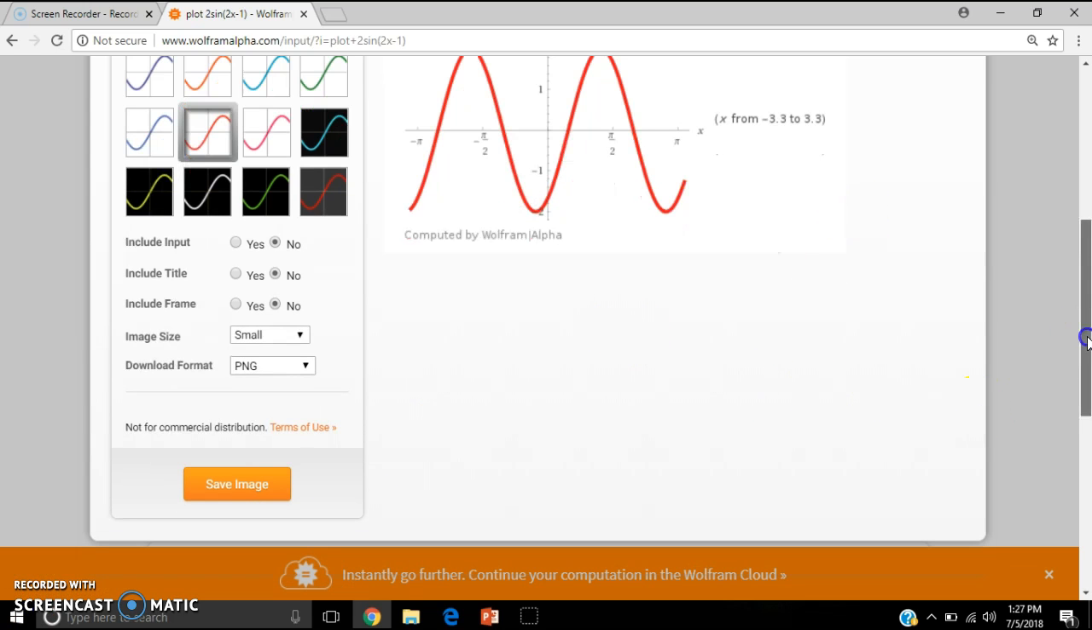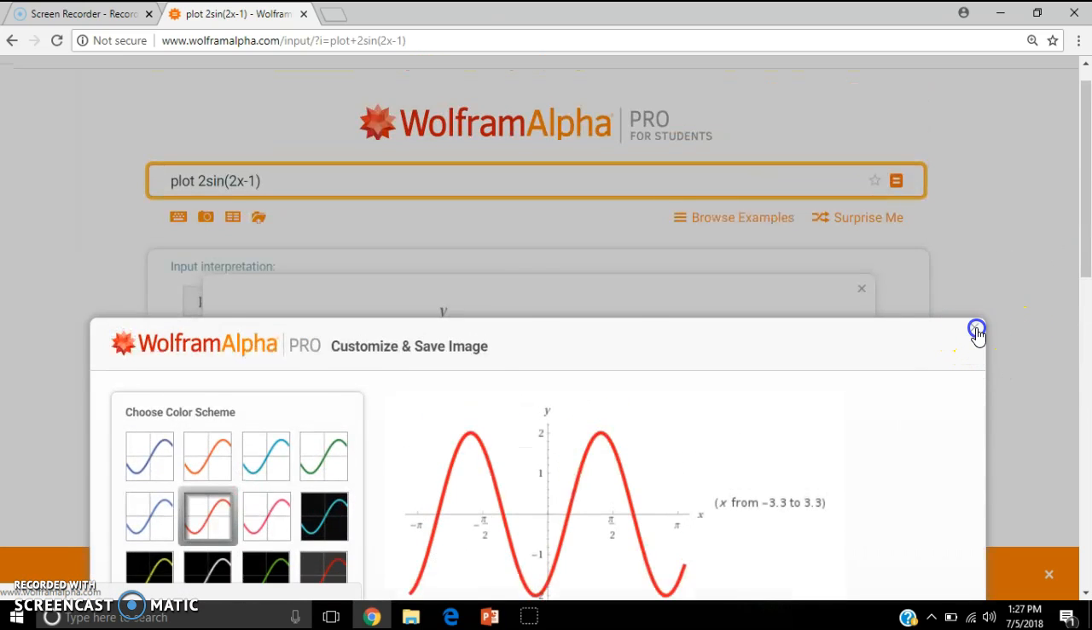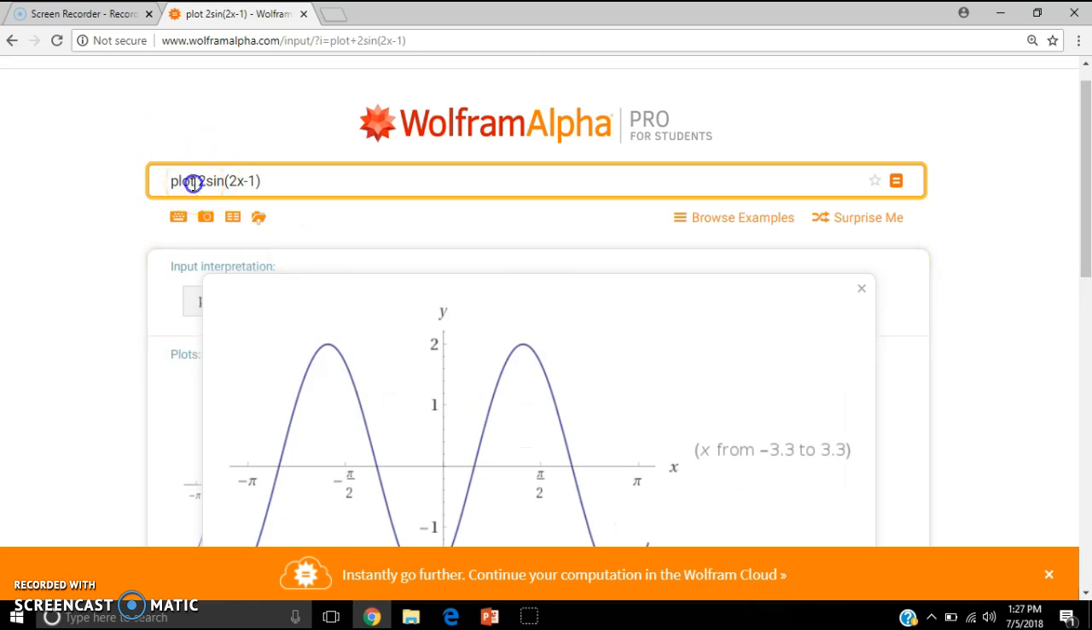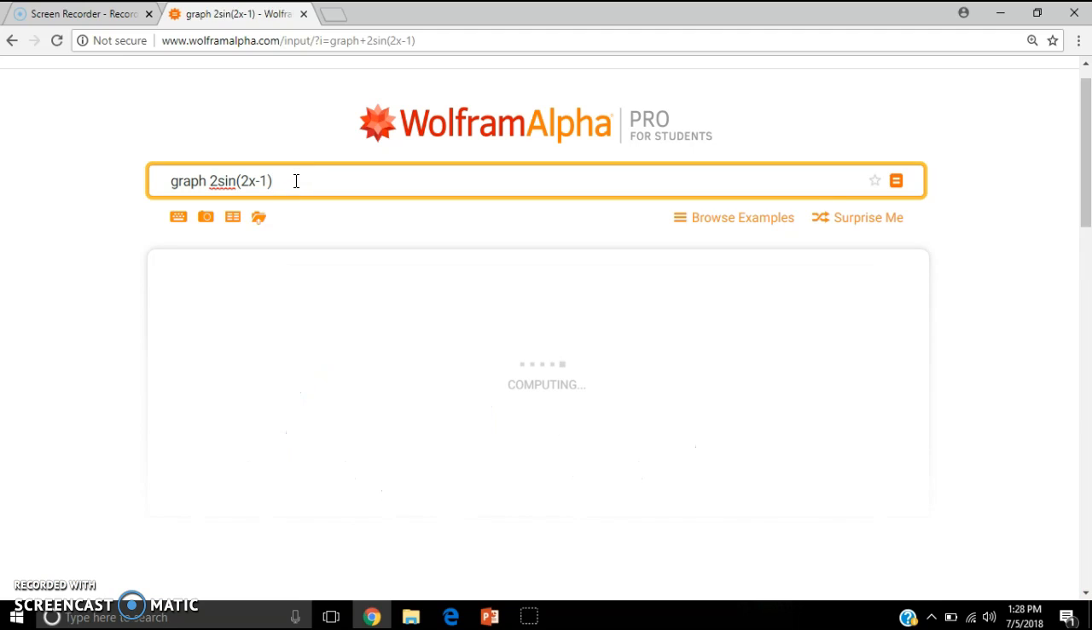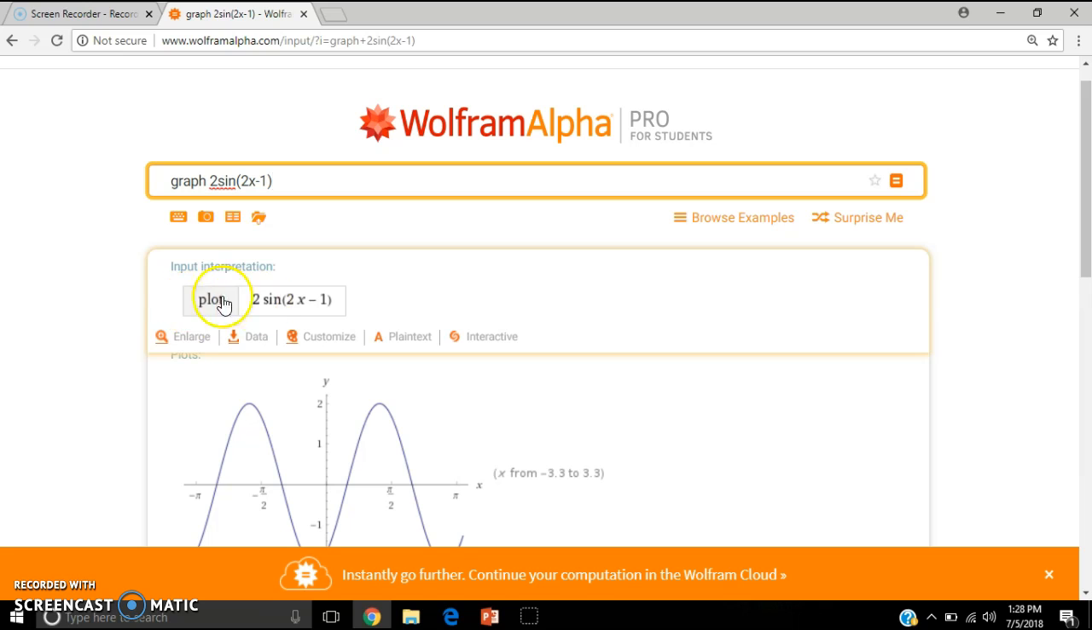And as Wolfram understands plain English, there is another way to enter this. I can just write graph my function. And the system will automatically interpret it as plot. I can also restrict my domain, like graph 2 sine 2x minus 1 from 0 to pi.